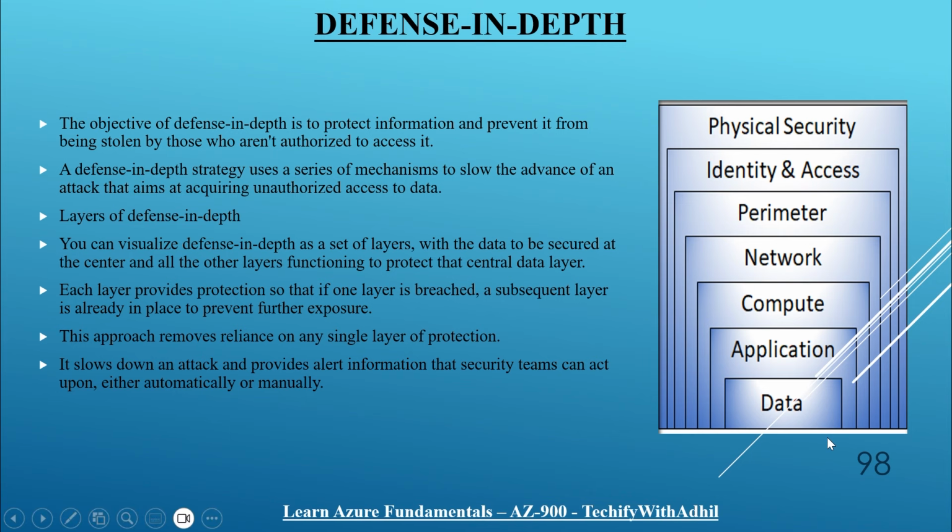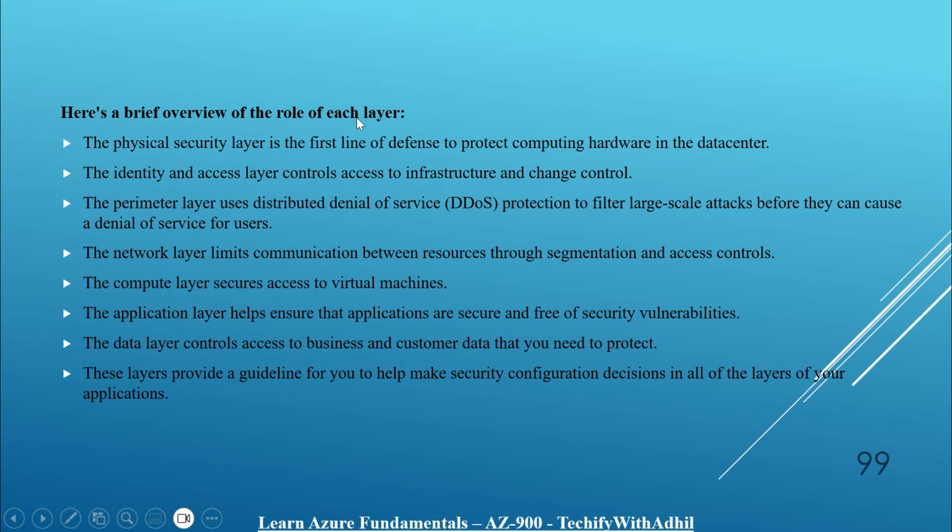So, a brief overview of the role of each layer. The physical layer is the first line of defense, protecting computing hardware in the data center. The identity and access layer controls access to the infrastructure and change control. The perimeter layer uses distributed denial of service, DDoS, attack protection to filter large-scale attacks before they can cause a denial of service for users.